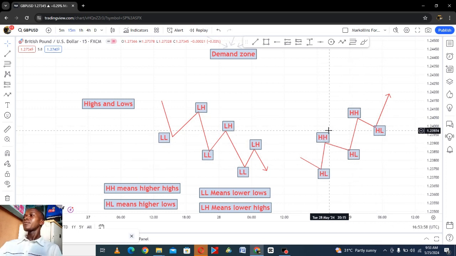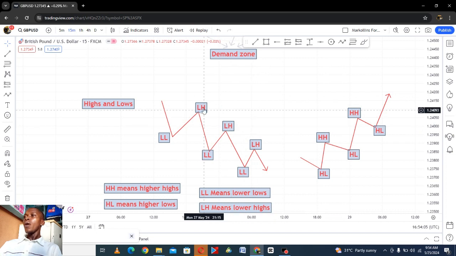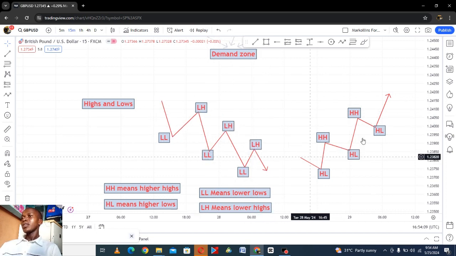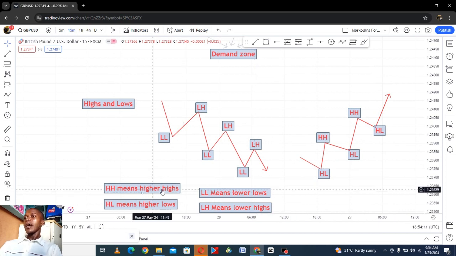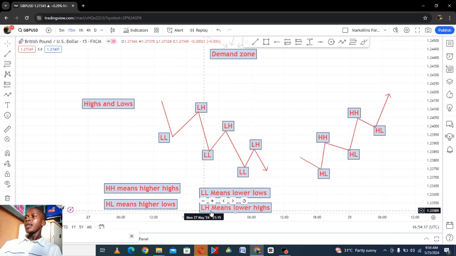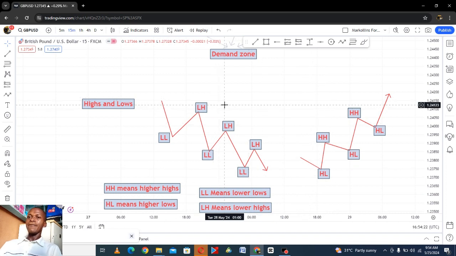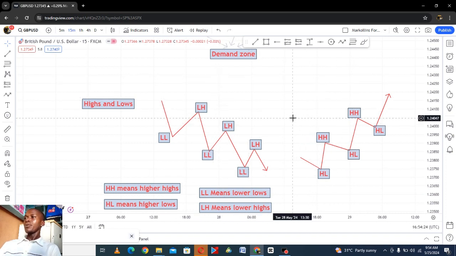Then when you see higher highs, it is also known that the market is in an uptrend. When you see lower highs, that is when you talk about a downtrend. HH means higher highs, HL means higher lows, LL means lower lows, LH means lower highs. All these are abbreviations to avoid accumulation of writing on this paper.